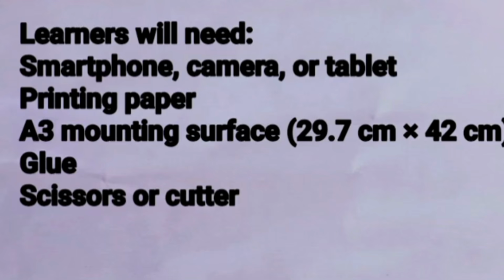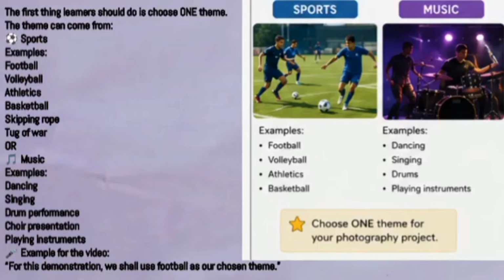Now, step 1 is about selecting a theme. The first thing learners should do is choose one theme from the ones that they have been given. The theme can come from sports, for example football, volleyball, athletics, basketball, skipping rope, tug of war. Or it can also come from music, where we have dancing, singing, drum performance, choir presentation, and playing instrument.